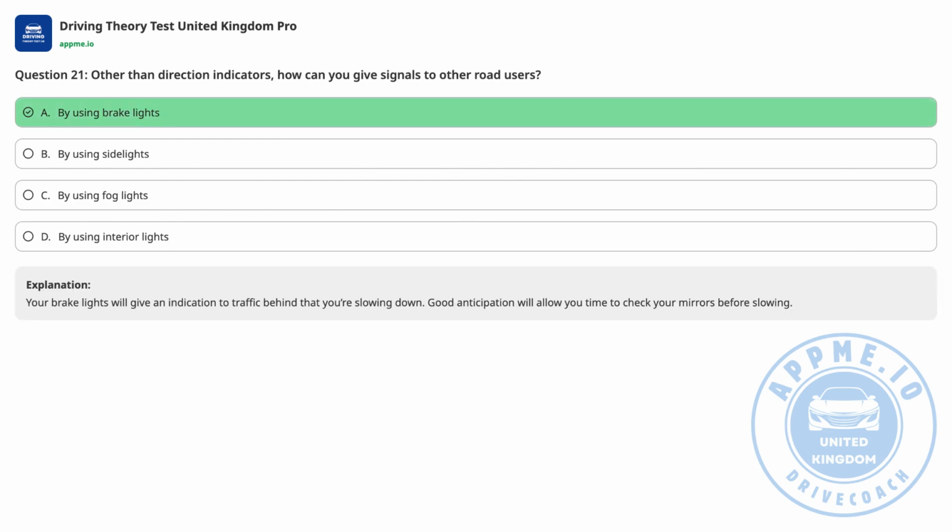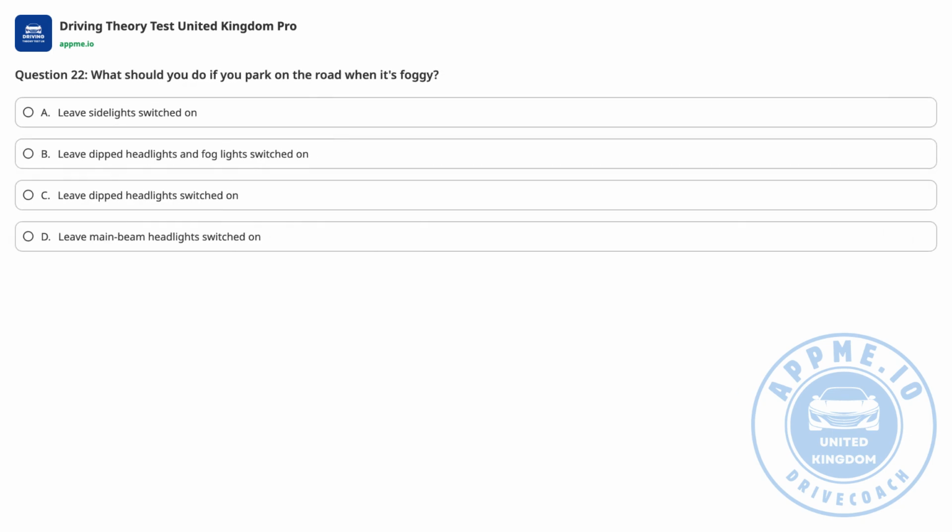The correct answer is A. Question 22. What should you do if you park on the road when it's foggy? A. Leave side lights switched on. B. Leave dipped headlights and fog lights switched on. C. Leave dipped headlights switched on. D. Leave main beam headlights switched on.